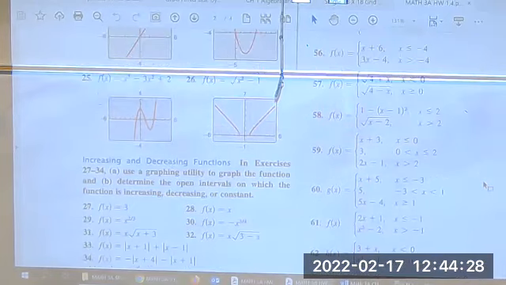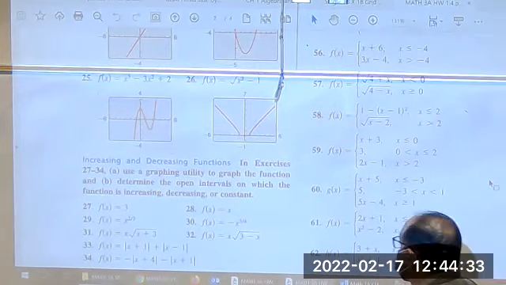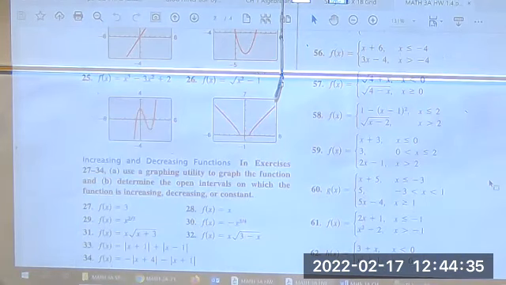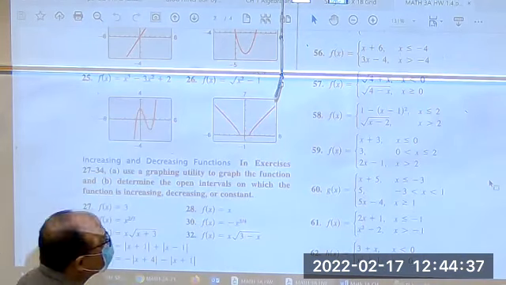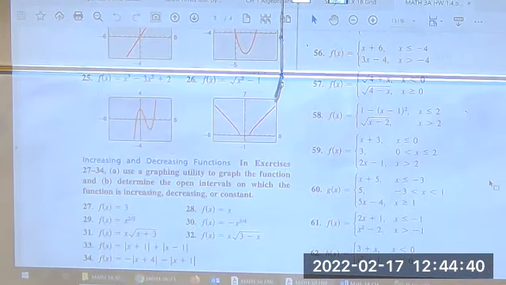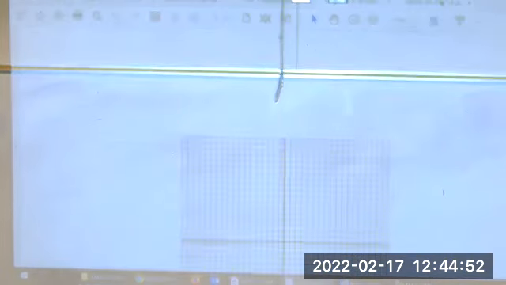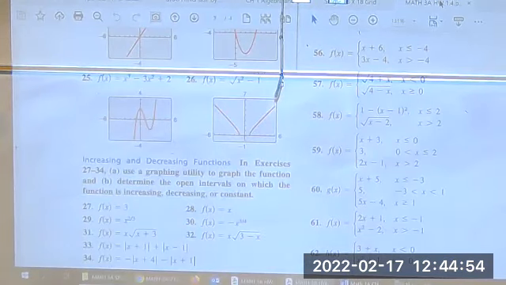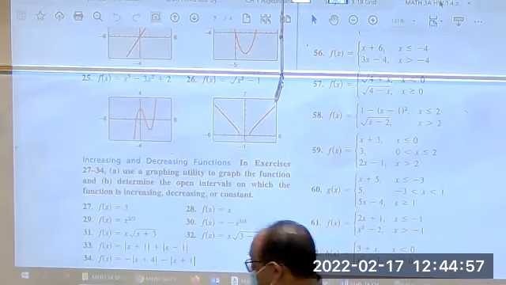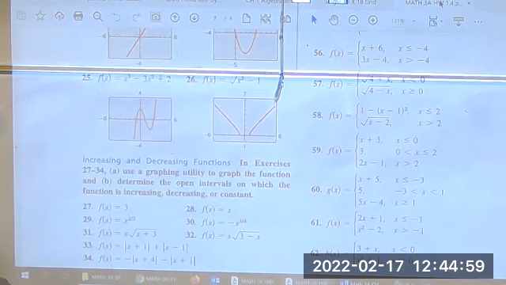Okay. You're supposed to graph this by hand. It's a piecewise function. It's got 3 pieces. And when you have a piecewise function, piecewise, pieces, do one piece at a time.